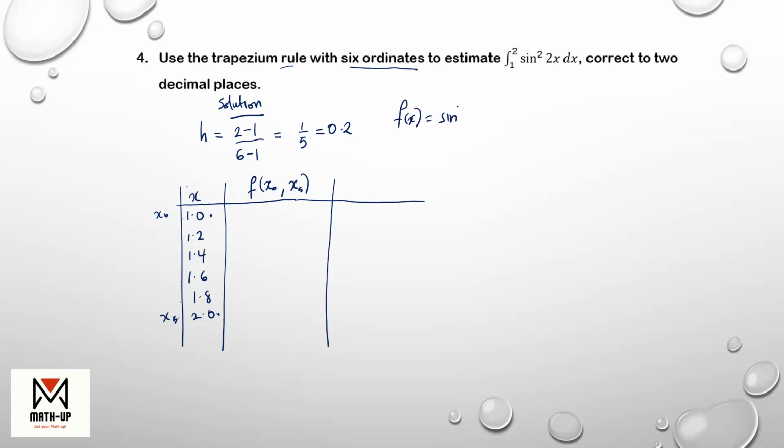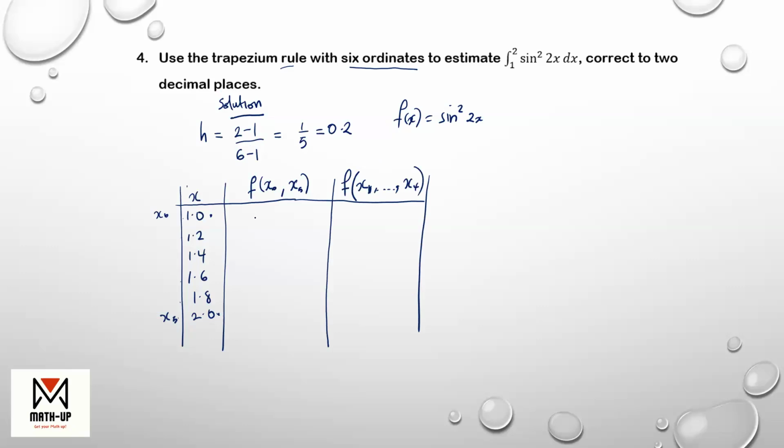We shall input these values into the function, which is sine squared of 2x. We shall input this function into our calculator, and make sure your calculator is in radians so that you can solve through. In this column, I talked about having the first and last values of x. And then here we have the values in between, so there is x1 going up to x4. So we shall have these in tables.